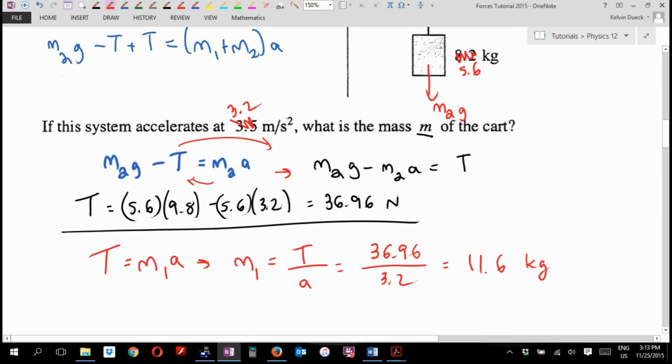Somewhere on your test, I'm going to give you two masses, one of which is missing. I'm going to give you either the acceleration or the tension. I'm going to say find the mystery mass.